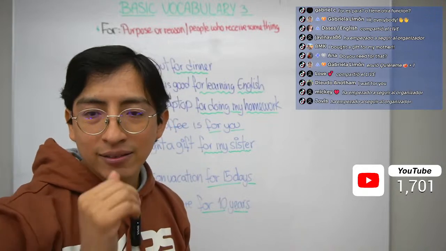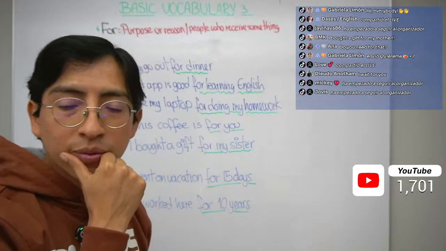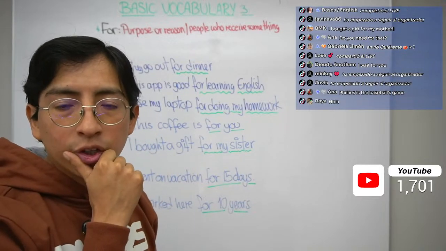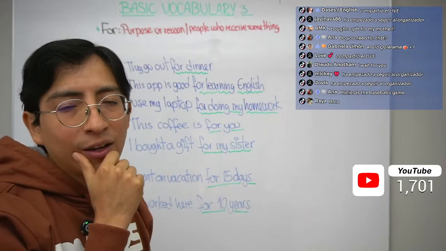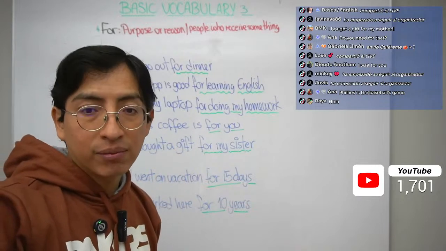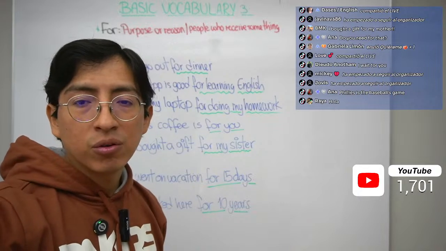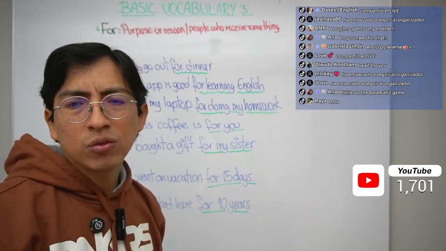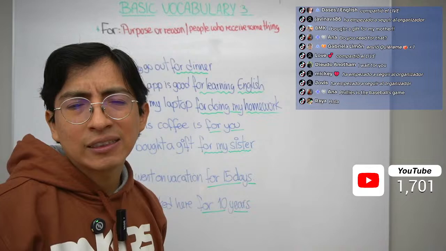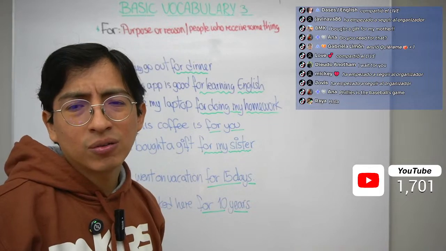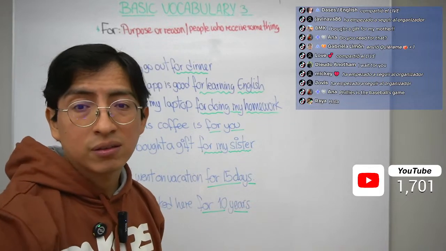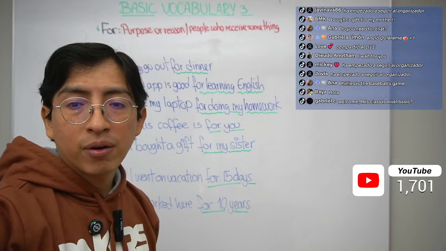Any other example, guys? Gabriela, thank you so much for your gift. I wait for you. Okay, I wait for you. Maybe you can say, I'm waiting for you. It sounds much more natural. What do you need for doing that? I bought a gift for my mother.